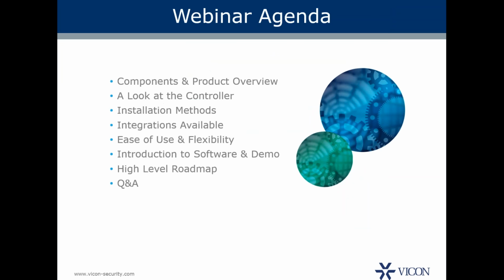So this is what our agenda is going to look like. We'll walk through some of the components and the product overview. We'll take a closer look at the controller and what makes that unique for us. We'll take a look at the flexibility you have in the methods in which you can install our access control product. We'll quickly touch on some of the integrations that make VAX a very robust access control product. And then we'll talk about the ease of use and flexibility that the product offers.